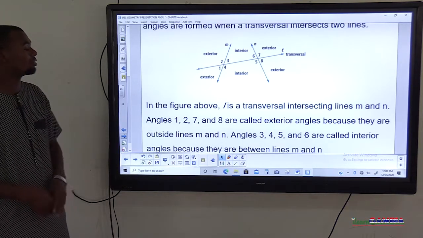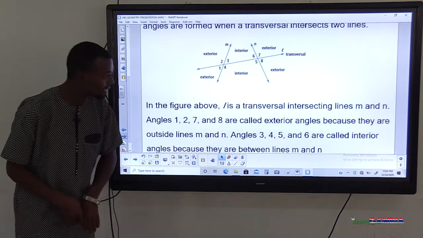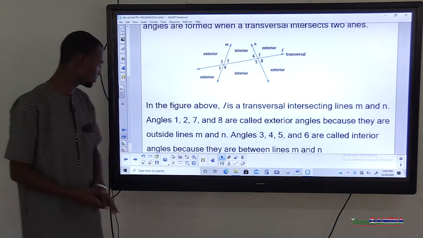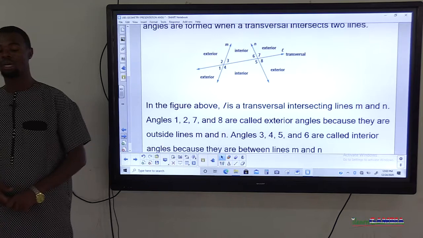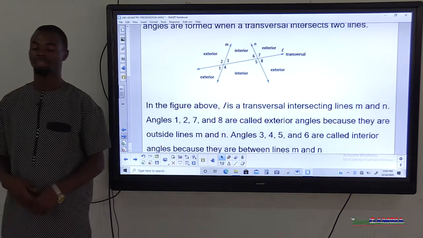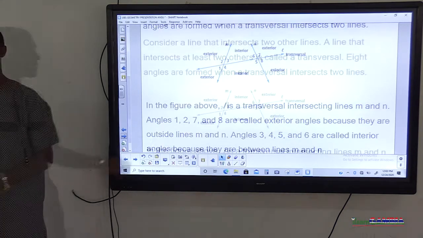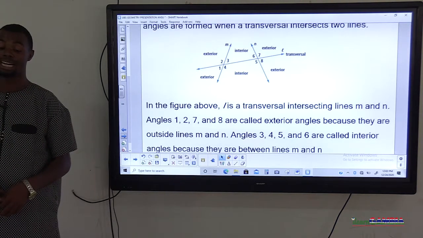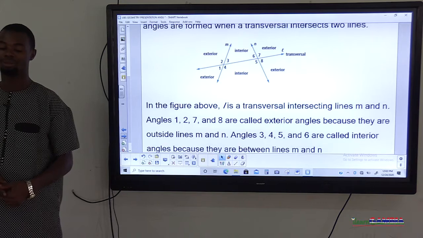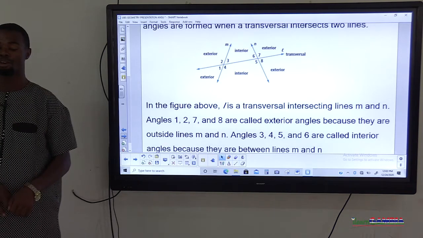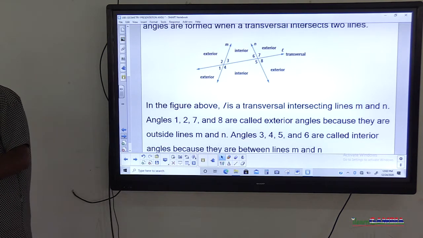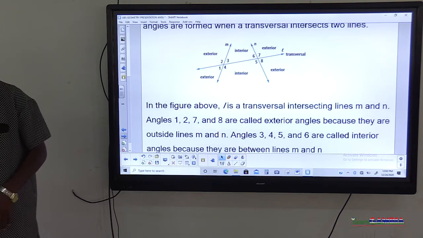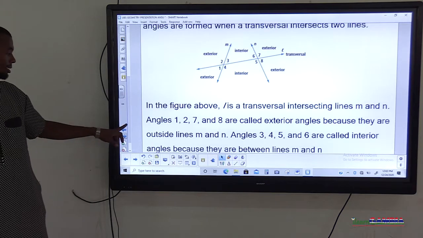In the figure above, L is a transversal intersecting lines M and N. That's the lines M and N. Angles 1, 2, 7 and 8 are called exterior angles because they are outside lines M and N. Angles 3, 4, 5 and 6 are called interior angles because they are in between lines M and N.